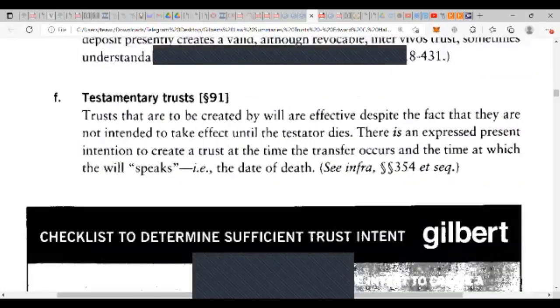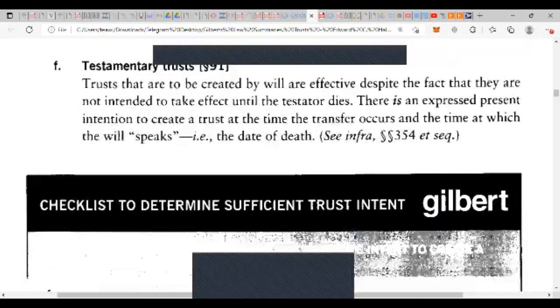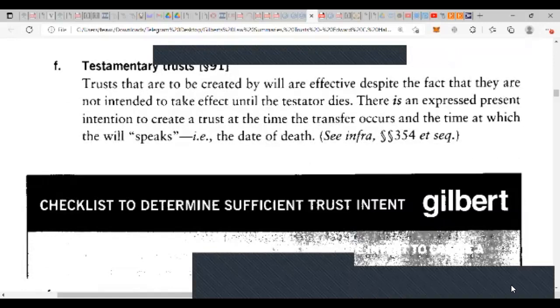Testamentary trust, Section 91. Trusts that are to be created by will are effective despite the fact that they are not intended to take effect until the testator dies.